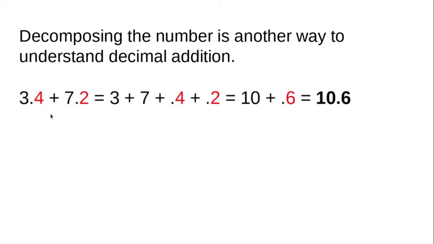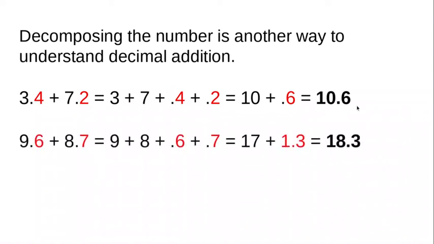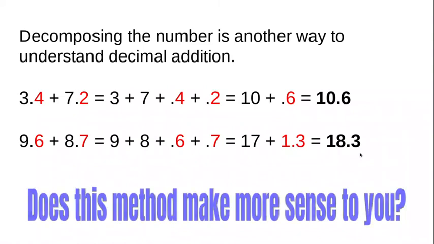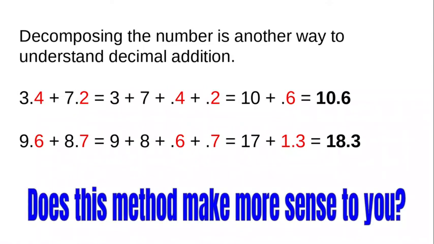So if we look at this question, which is 3 4/10 plus 7 2/10, we can decompose the 3 and the 7 to get us to our 10. And our 4/10 and 2/10 will get us to our 6/10, which is 10 and 6/10. Here's a trickier one. I'll give you a second to take a look at that. So in black, we've decomposed the 9 and 8 to get us to 17. And the 6/10 and 7/10 add up to 1 3/10, giving us an answer of 18 3/10. Does that make sense to you? So you might want to try a few of those on paper.